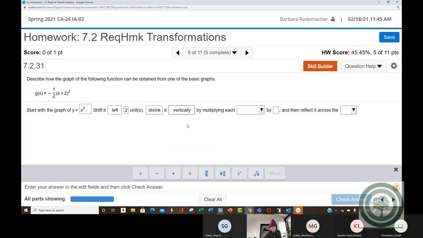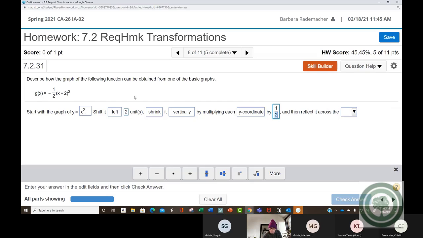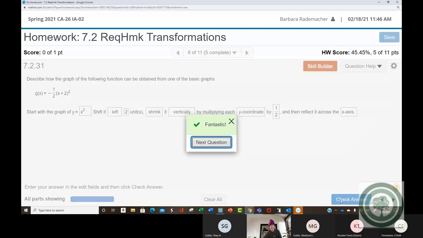You haven't learned about horizontal shifts yet. I mean, horizontal shrinks and all that stuff. You're going to shrink it vertically by multiplying each y coordinate, because it's vertical, by this fraction 1/2, not negative 1/2. One divided by 2. And then reflect it across the x-axis. That minus sign is used separately. It's a separate transformation. Let's see if I'm right. Yeah.